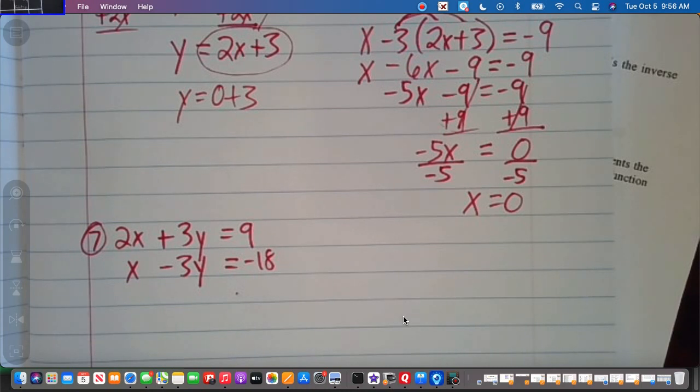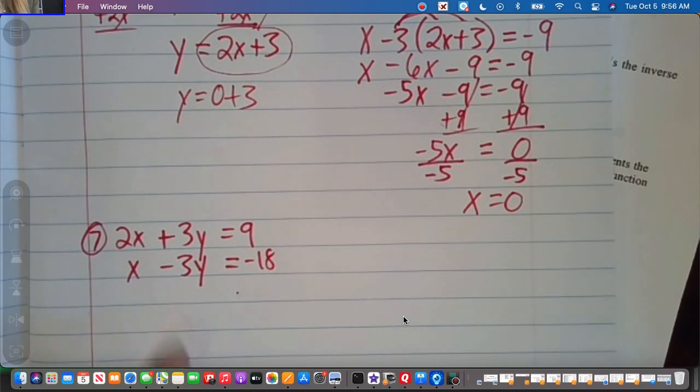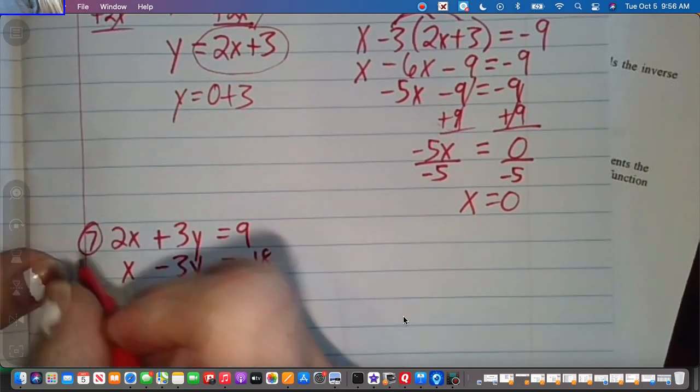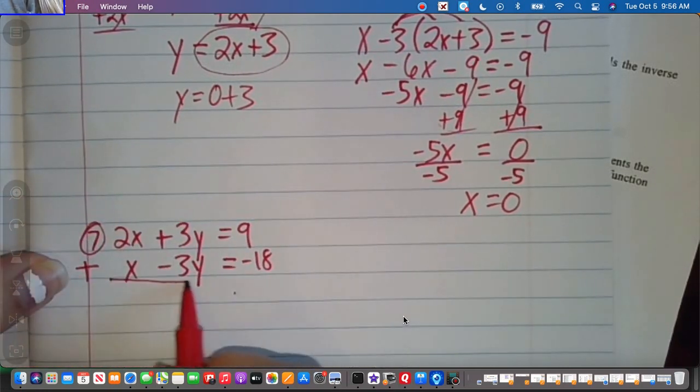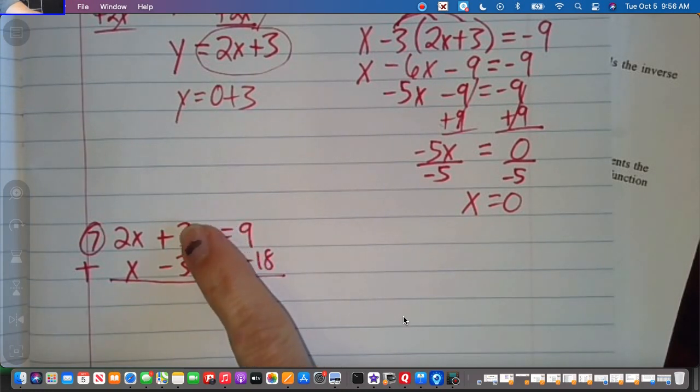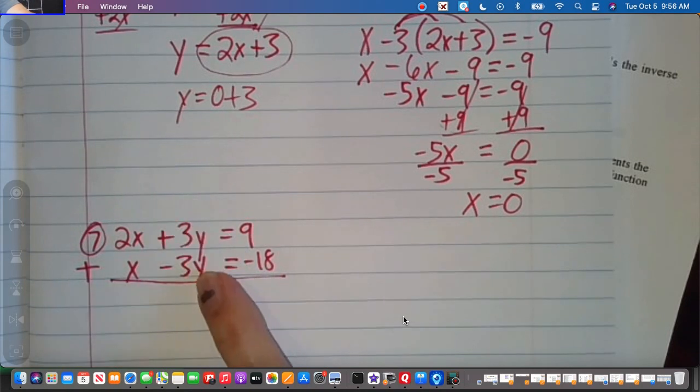Since they're different signs, you're going to add. Same sign, subtract. I have a 3 and a negative 3. So I'm going to add them together. These have different signs, and what signs you're looking at is the ones you're trying to eliminate. So we're adding, because this is a 3 and that's a negative 3. You're looking at the numbers that match.